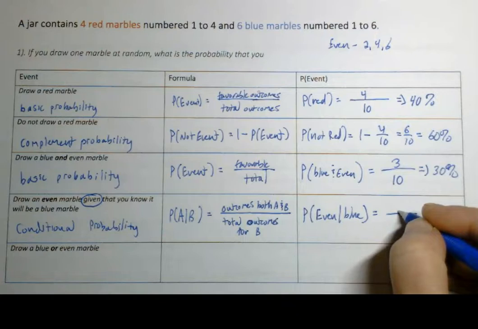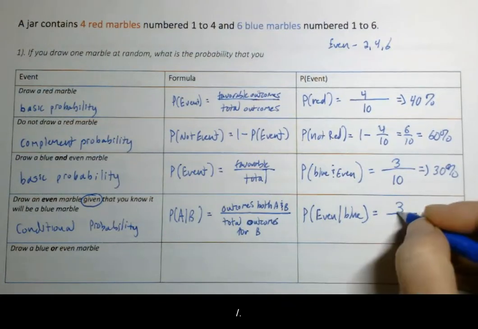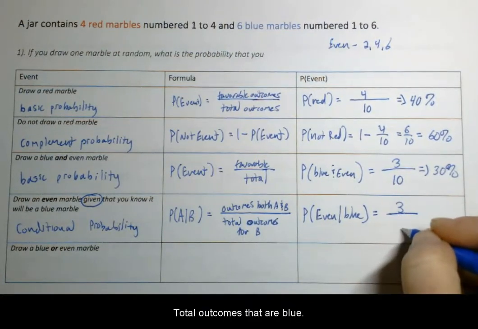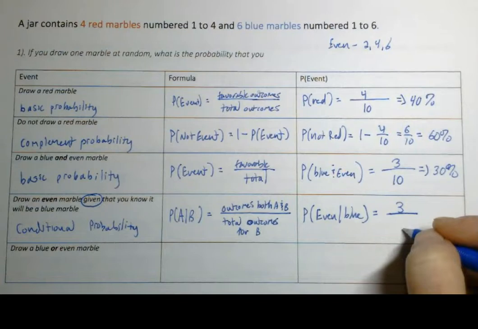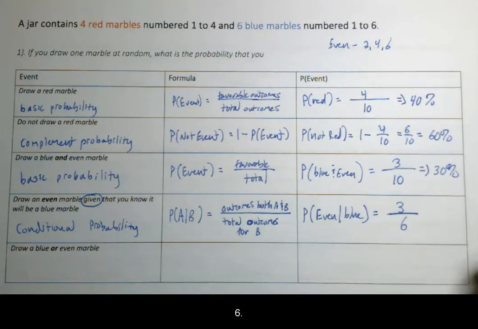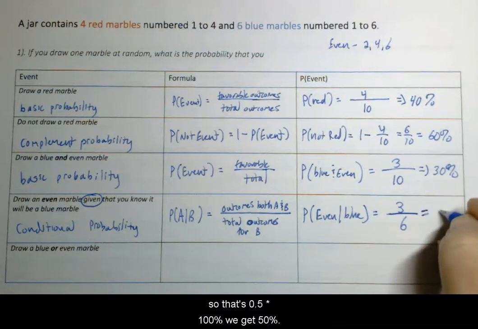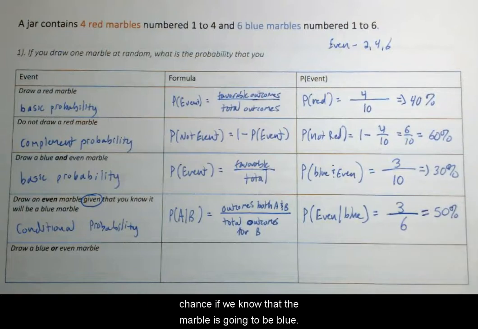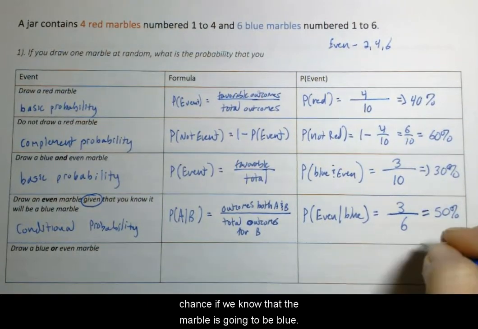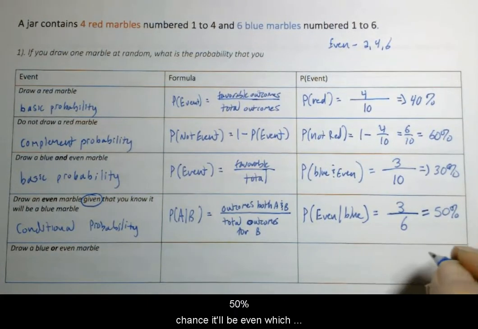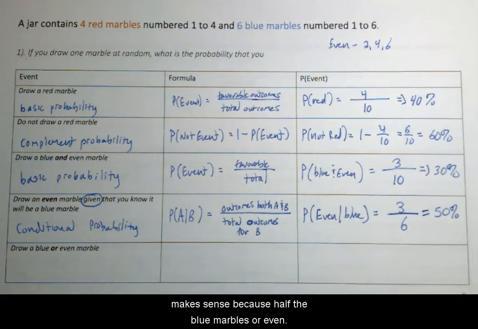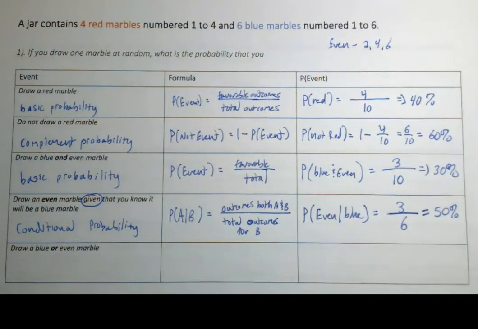So 3 divided by total outcomes that are blue. So there's 6 blue marbles. So if we simplify this, 3 is half of 6, so that's 0.5. Multiplying by 100%, we get 50% chance. If we know that the marble is going to be blue, there's a 50% chance that it'll be even, which makes sense because half the blue marbles are even.